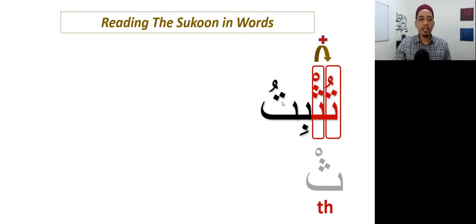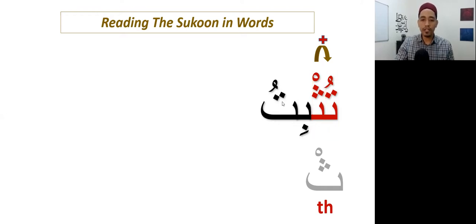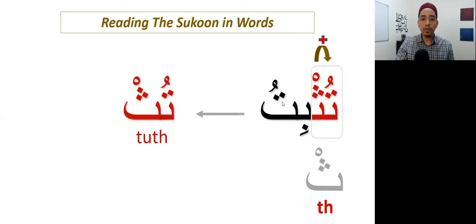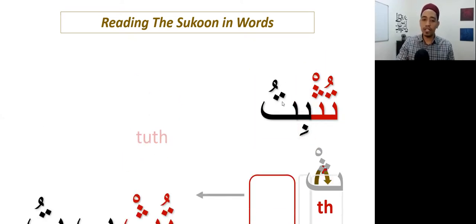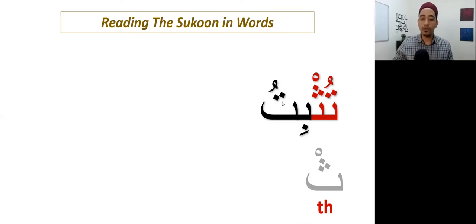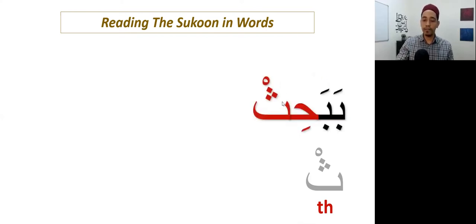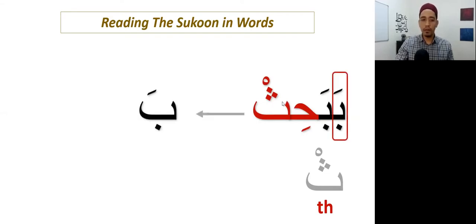So we want to say tu plus the th is going to become tooth. See how I said it, pronounce it quickly as one syllable? Tooth. And then we take the other letters, b and the tu, b2, and then we join them together, tooth b2.